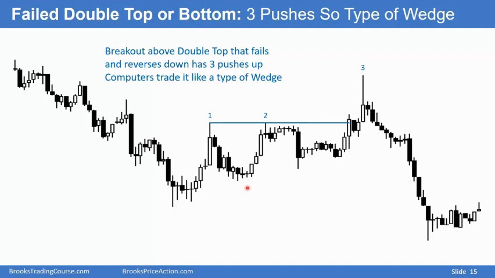3 strong pushes up, each one reversing. They'll bet that the market has decided it cannot go up. Maybe it has gone up too far. Maybe it now needs to go down and find what price is too low.